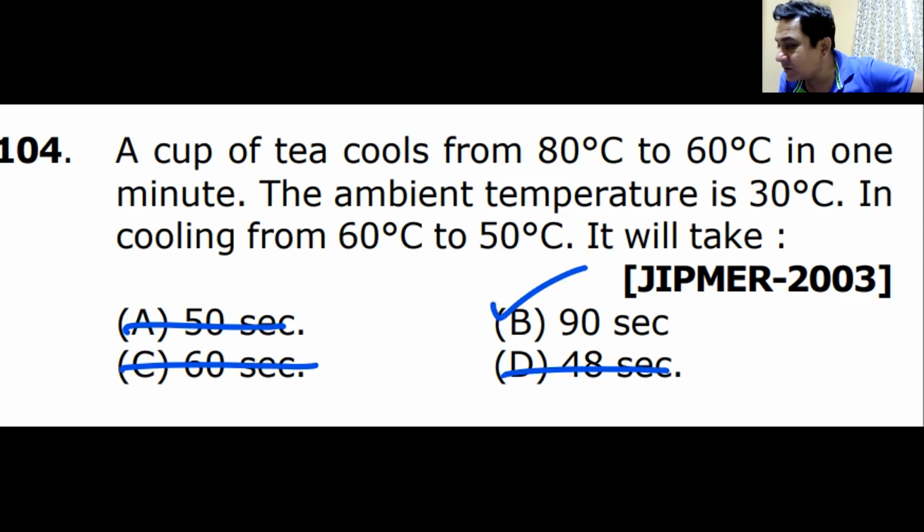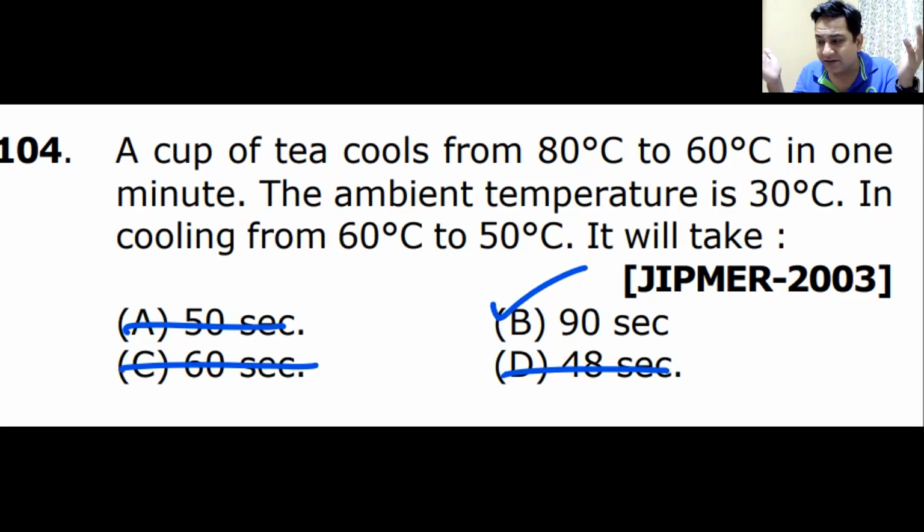I've just marked the option as 90 seconds. And if you are calculating it, that means you have not understood the question. Looking at the options, sometimes you can mark the answer without even solving the question. Do we understand this? Everyone in the class, do we understand how I have done this without even doing anything?